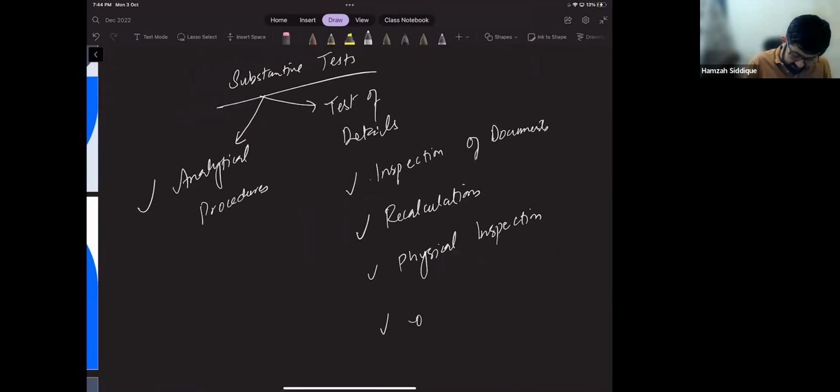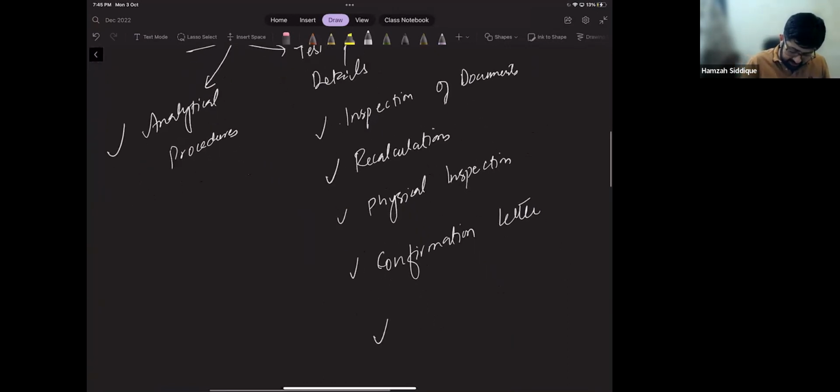Confirmation letters, which are called circularizations as well. So the auditor writes confirmation letters to receivables, payables, and third parties. The auditor does that. Confirmation letters are written to verify the item.